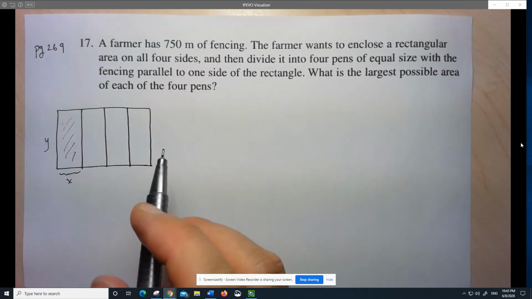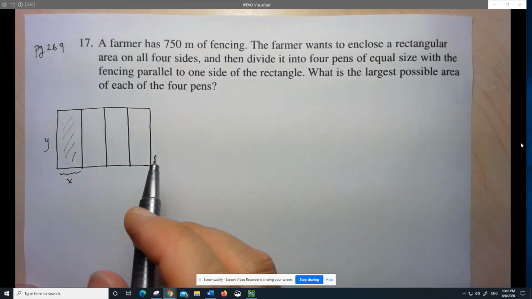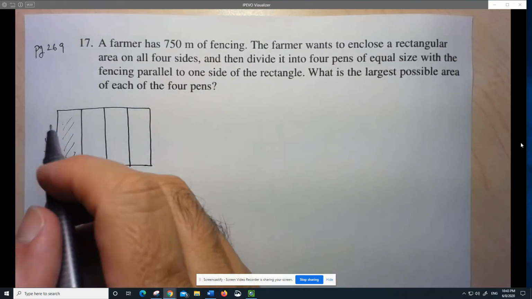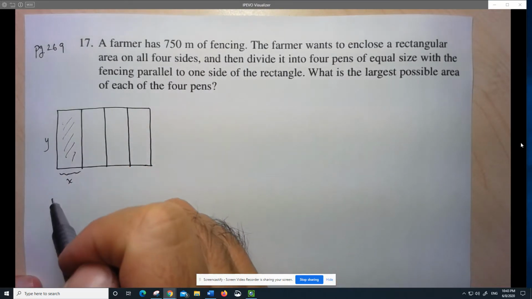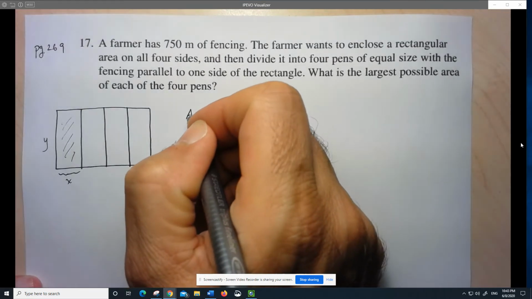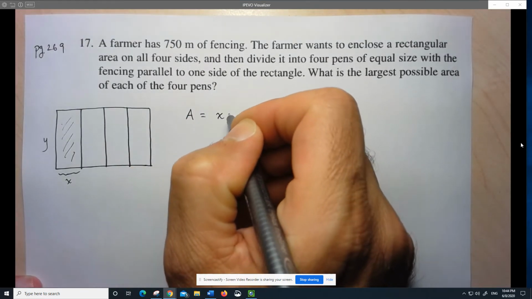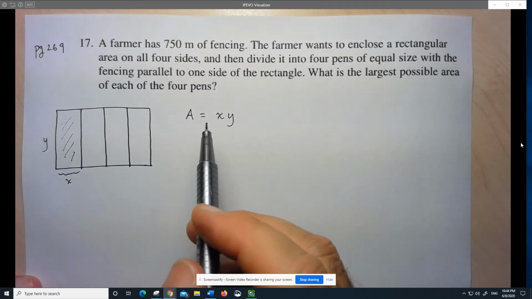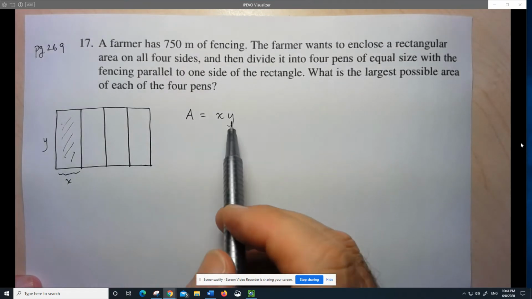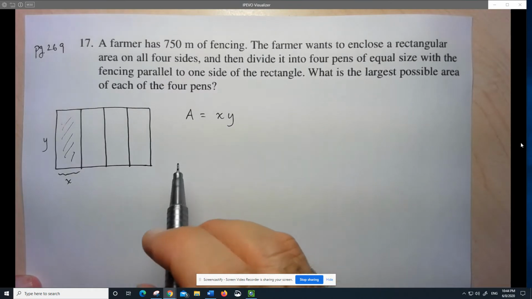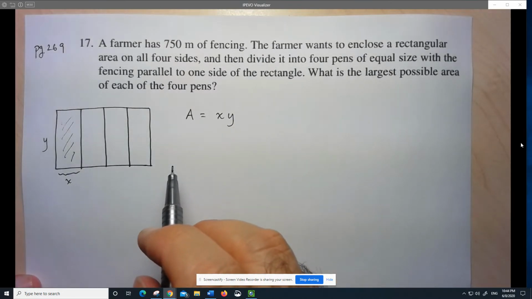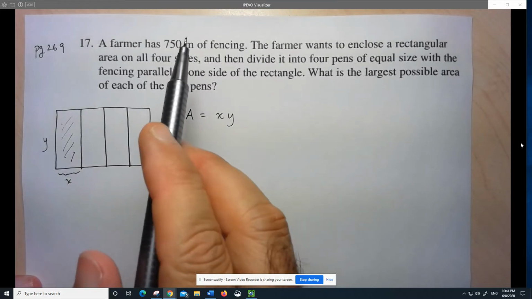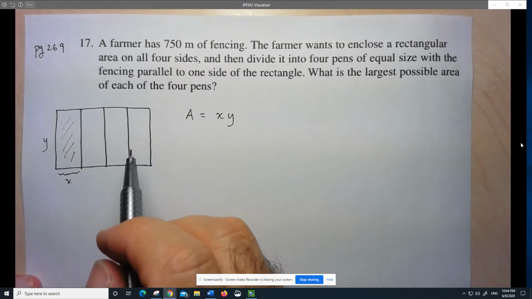All right, and let's come up with an equation that we want to optimize, and what we want to optimize is the area of one of these individual pens. So what we want to optimize is A equals x times y. Nice simple function, but it's got that problem that we often run into, that it's a function of 2 variables, so we need to write this as a function of 1 variable, and this is where the constraint is going to come in. It tells us that we have to use 750 meters of fencing.